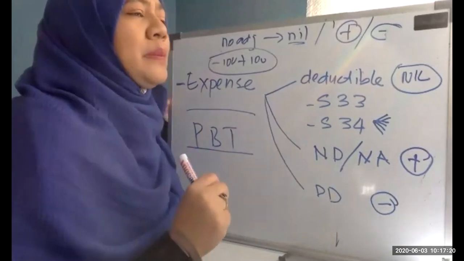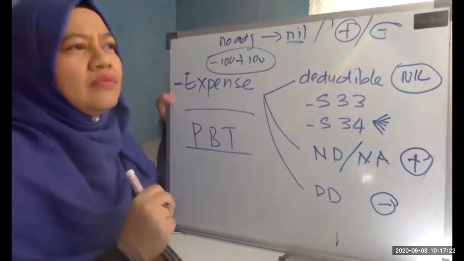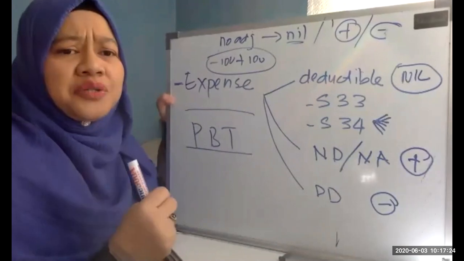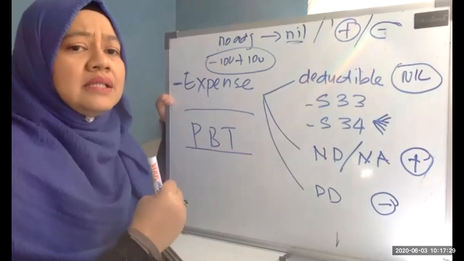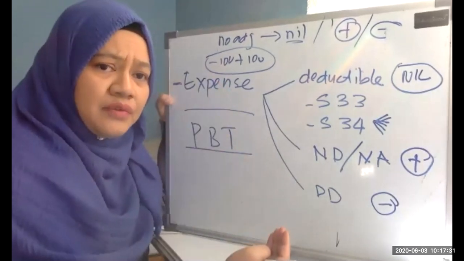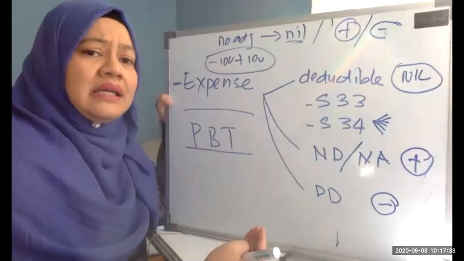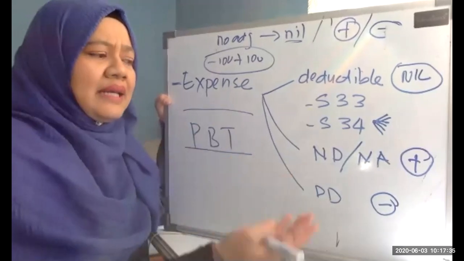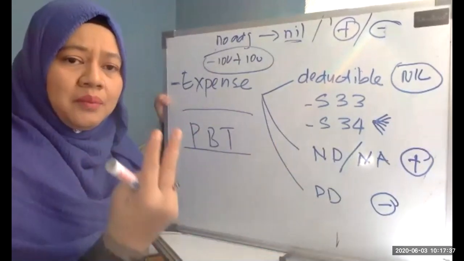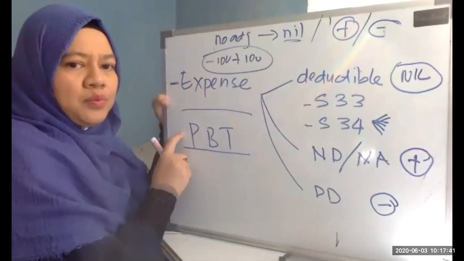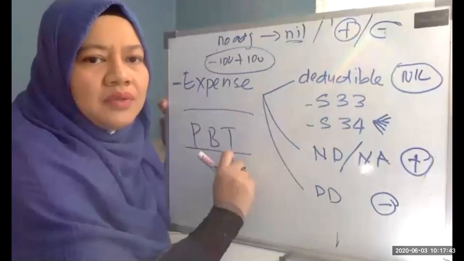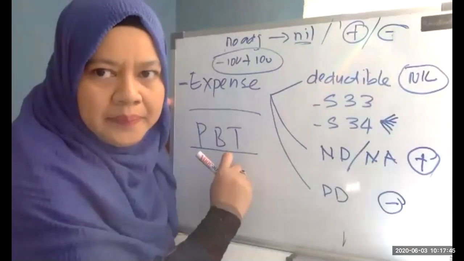Similarly, for example, company expenses incurred for practical trainees. If they take on practical training students, the payment for the practical training, for example, 1,000 ringgit per month, the company incurs 1,000, but they can actually claim 2,000. Why? Because it's double deduction, right? They claim one time in arriving at PBT and claim one more time in arriving at adjusted income.